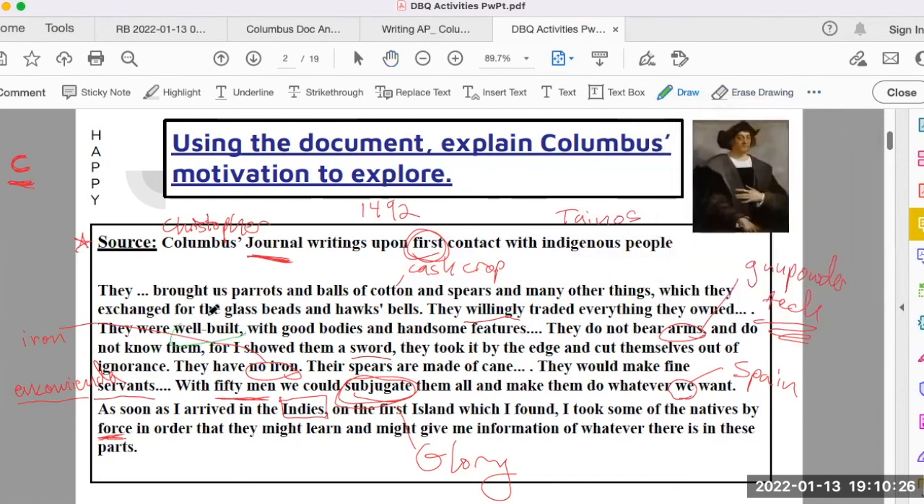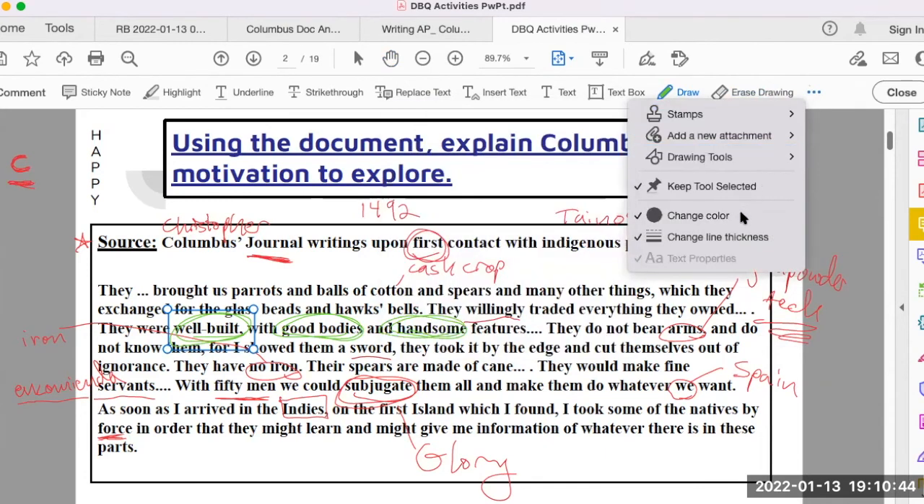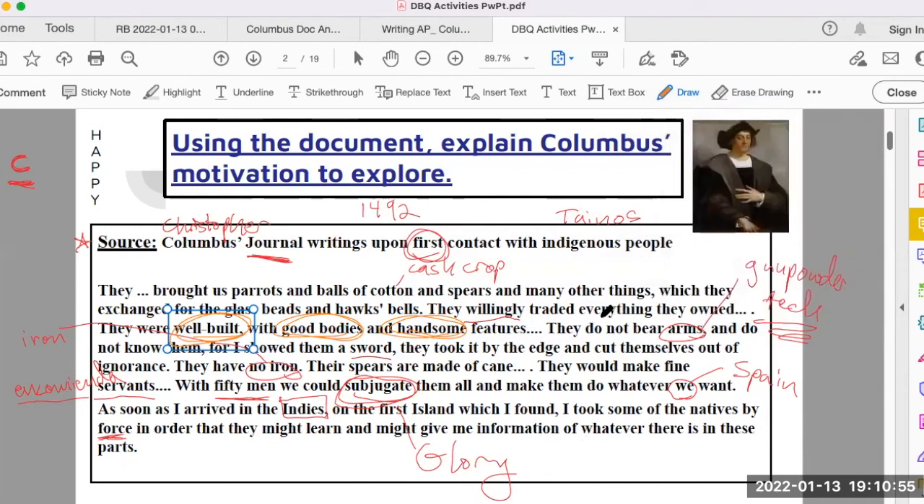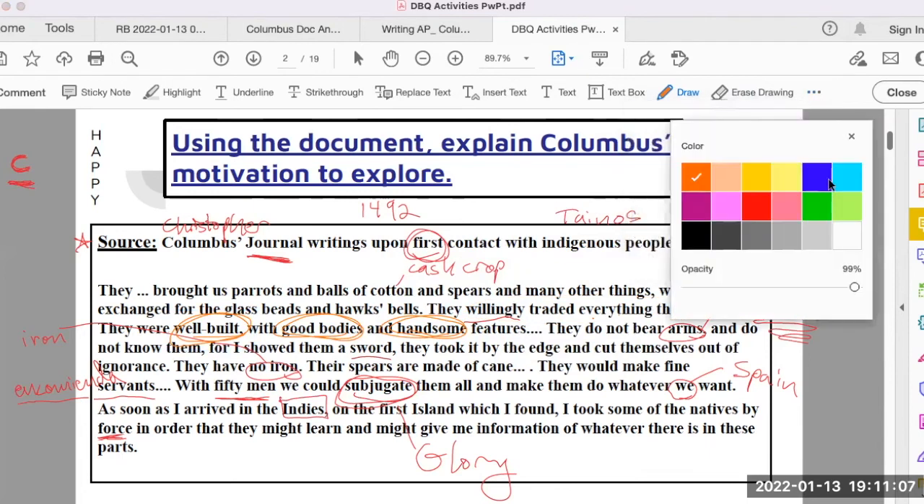He says they are well built, they have good bodies, they are handsome. And you could argue that they're generous because they willingly traded. But not really too much in the respectful terms that he uses for them. Let's do disrespectful. Let's do that in orange. He could be implying that the fact that they willingly trade everything that they own indicates that they are not very intelligent.